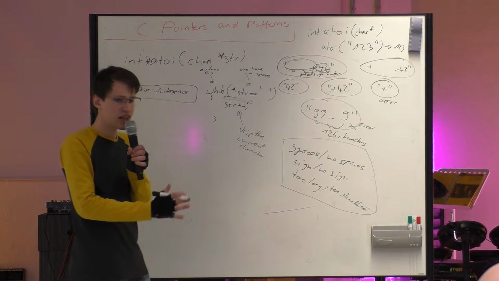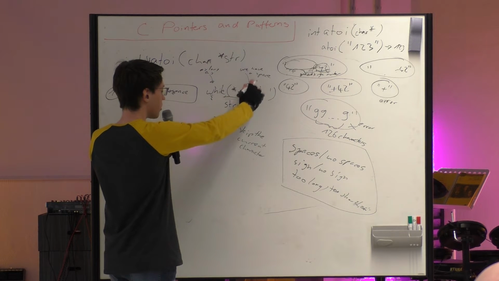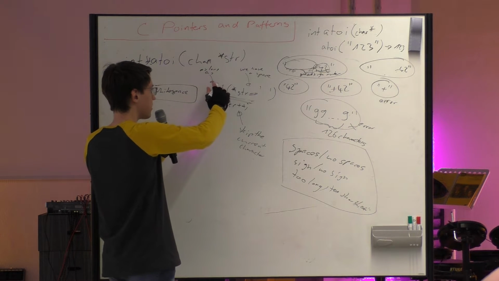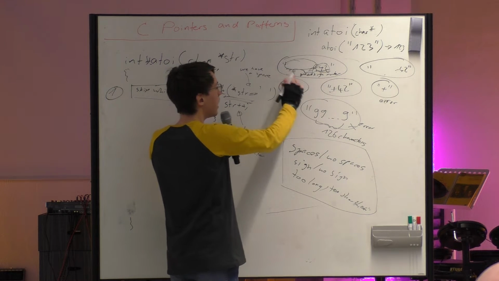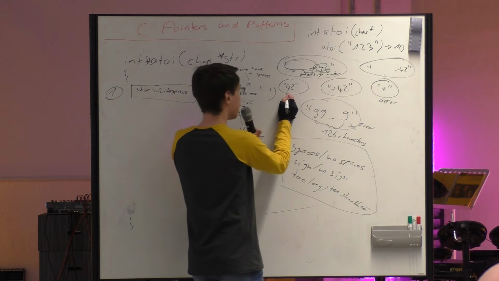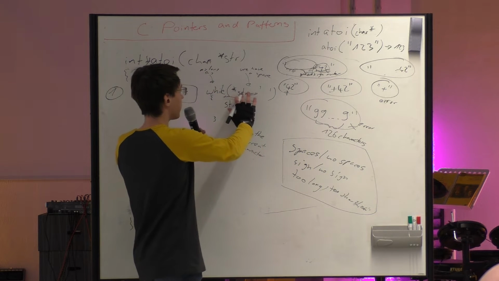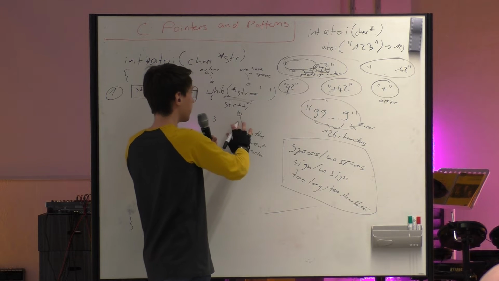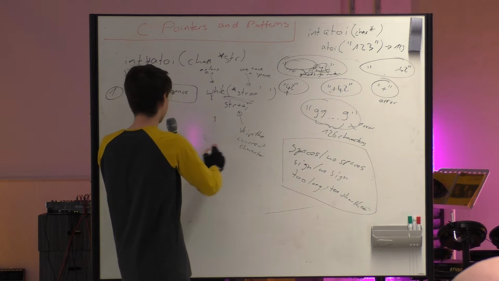And now it almost reads like English. As long as we have a space, we go to the next character. Do we have a space? Yes, we go to the next character. And what happens if we have such a case like this? As long as we have a space, but the 4 isn't a space. So we don't advance, and we just go to the next pattern.